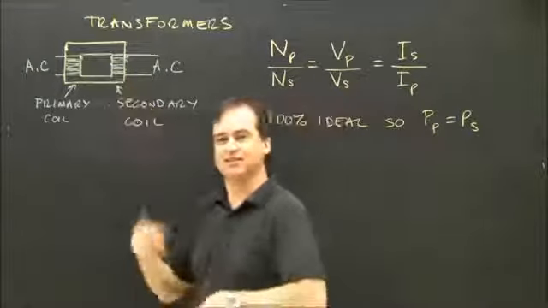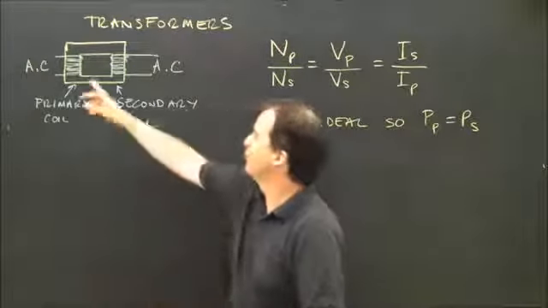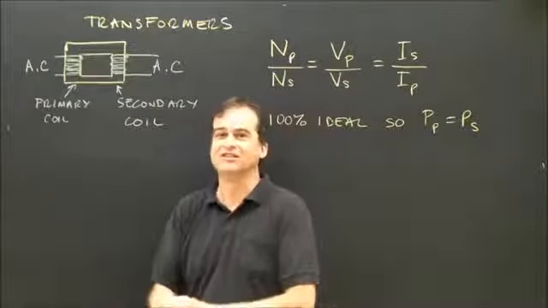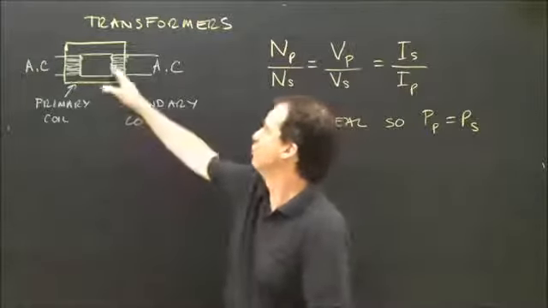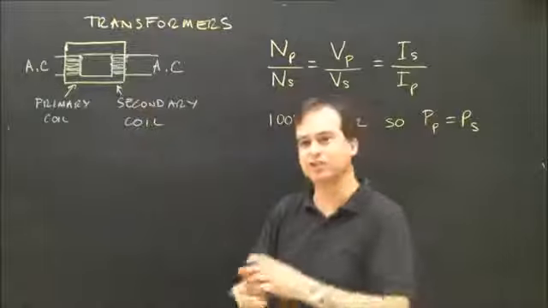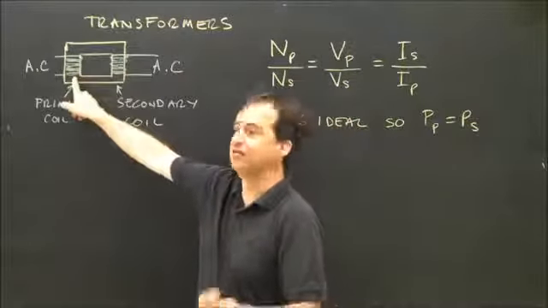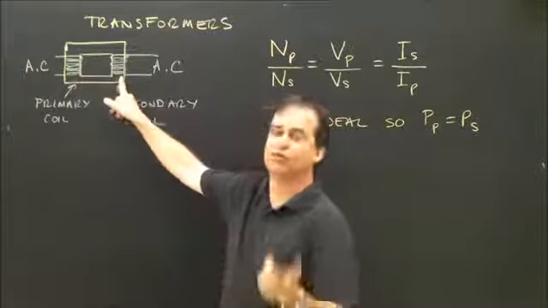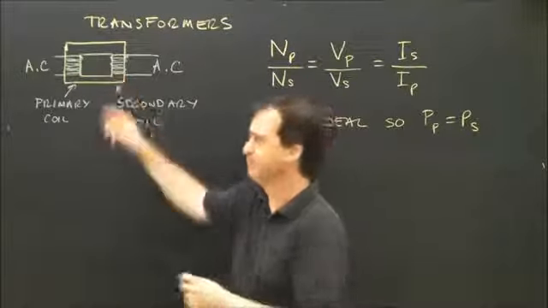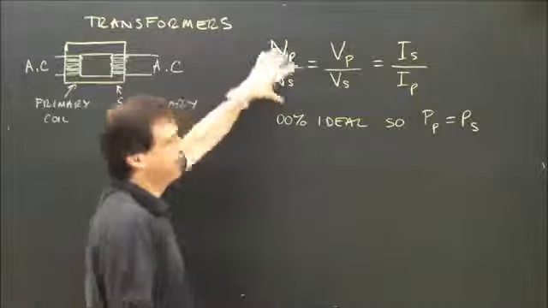Now the thing is, it's a simple ratio, but if the voltage goes up, something's got to give. So what happens is, if the voltage goes up, the current goes down. It goes in the opposite way. If I double the coils on this side to this side, the voltage will double, but the current will be cut in half. Okay? So let's take a look at my formula.